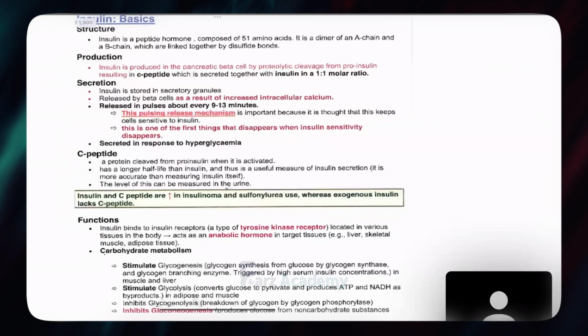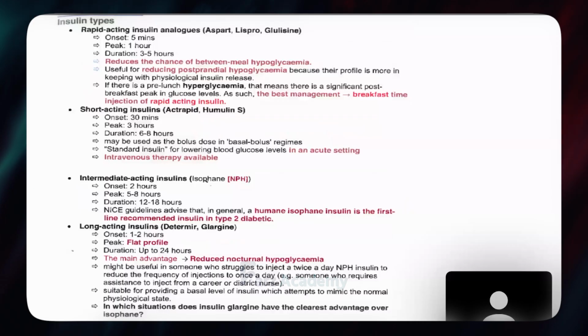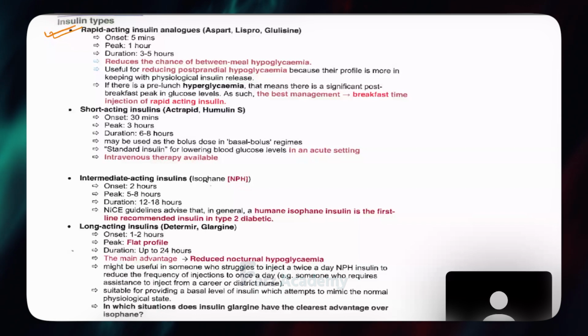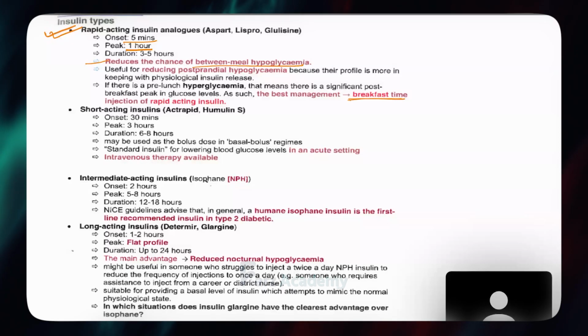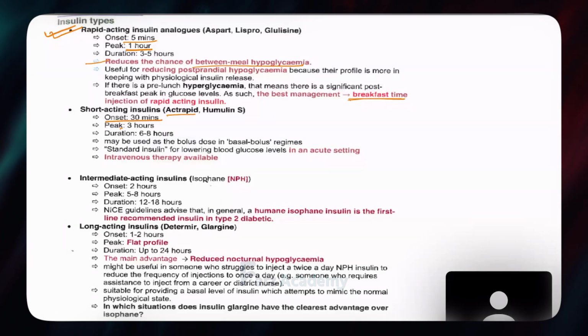So coming to insulin. These are the types of insulin. As I was telling, the insulin which you can take just before the meals, rapidly acting insulins such as Lispro. So peak is in 1 hour, onset is in 5 minutes. Reduces the chance of between meal hypoglycemia. So at breakfast time or at lunch time, we can do these things. Short acting insulins are Actrapid. Onset is in 30 minutes. Peak is in 3 hours.